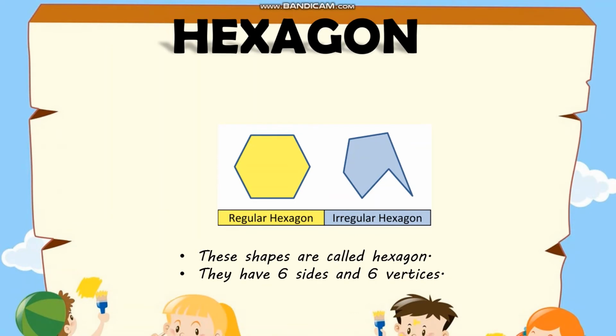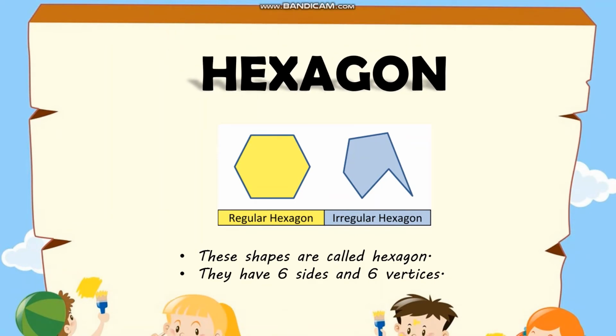Next shape is hexagon. They have 6 sides and 6 vertices. In the example, you will see a regular hexagon and an irregular hexagon. So for regular hexagon, all the sides are equal. But for irregular, they are of different lengths. Okay, so let's count the number of sides. 1, 2, 3, 4, 5, 6.